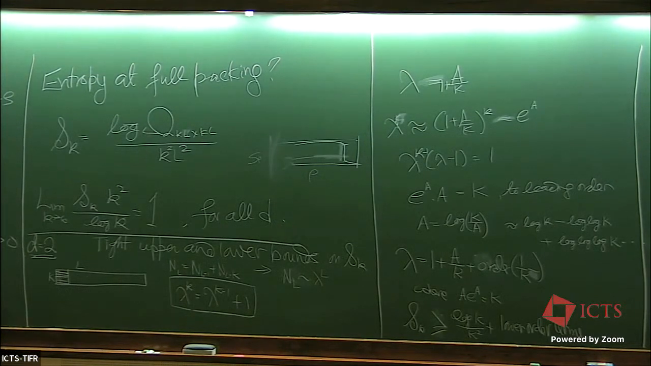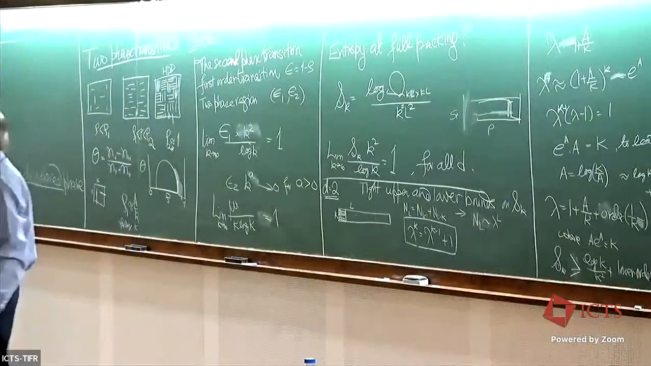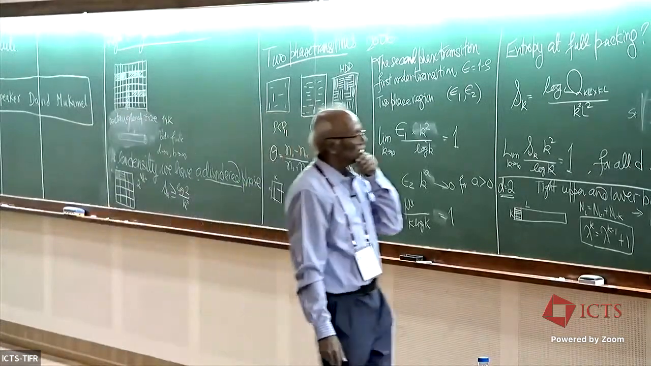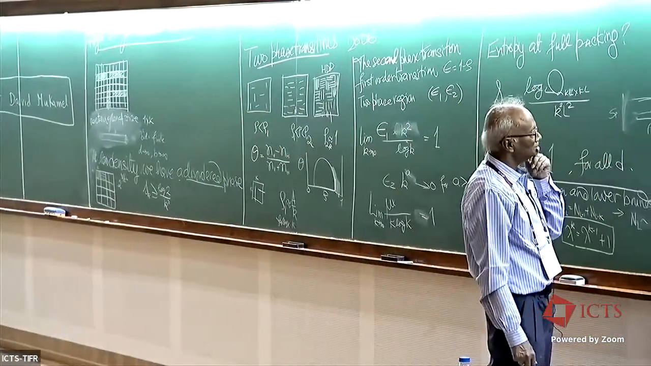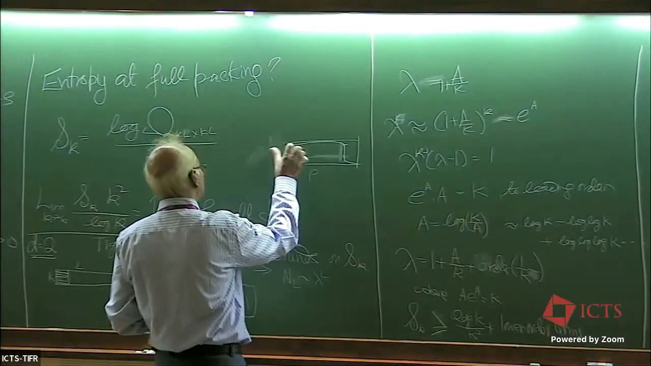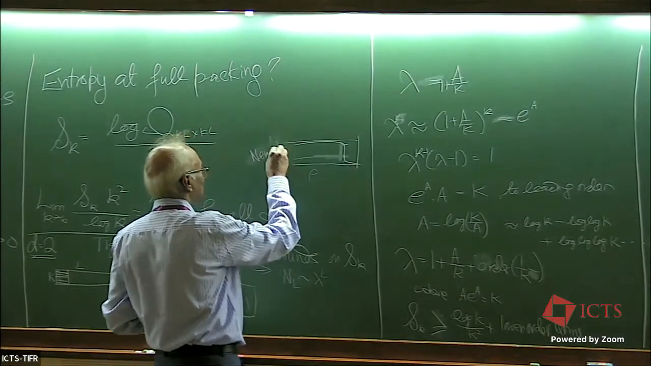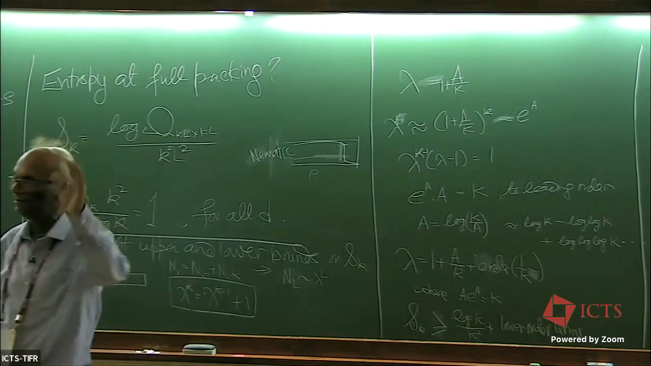So S of rho is convex, but as a function of rho. Maybe I didn't draw this very well. Yeah, so this is the nematic order parameter. The order jump occurs in the nematic order parameter.